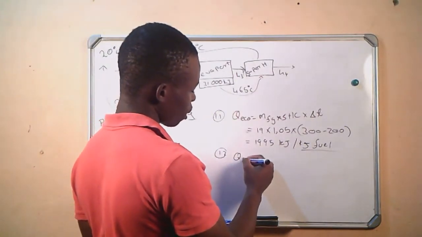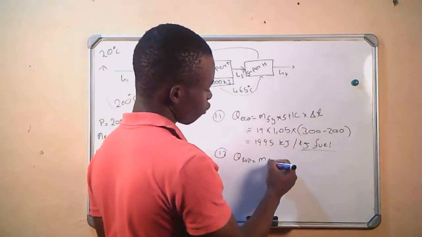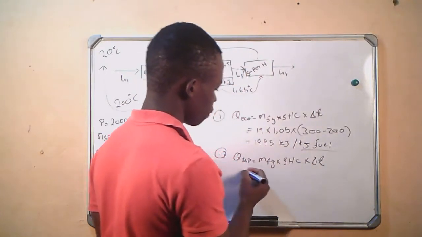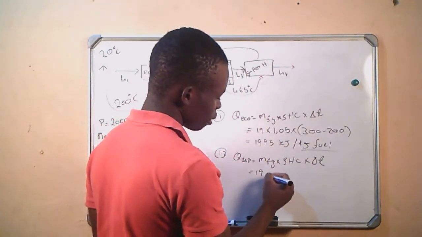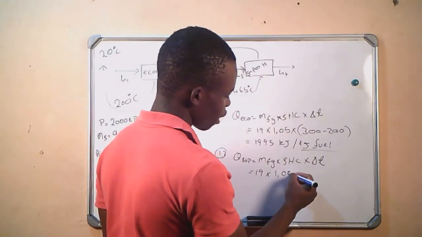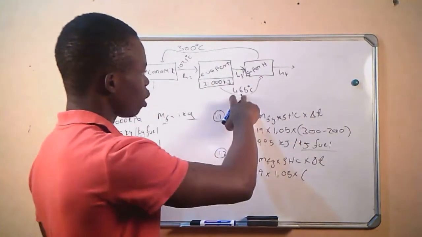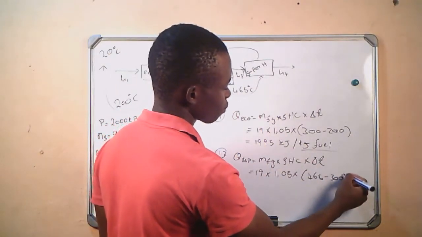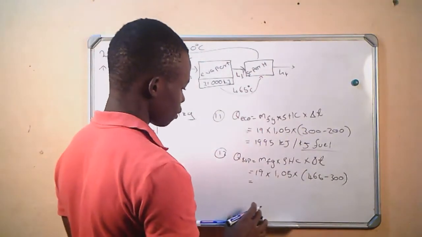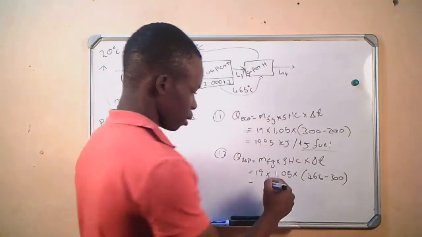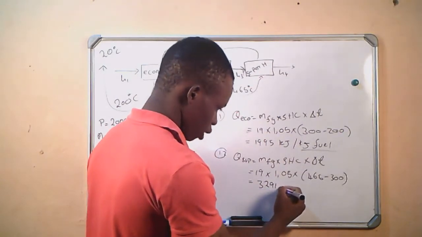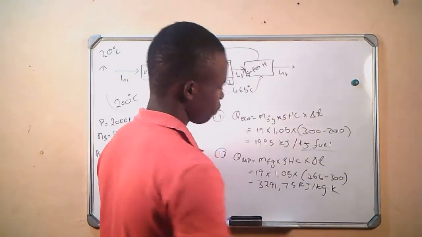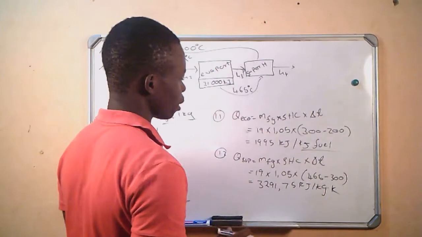Heat absorbed at the superheater is equal to mass of fuel gases times the specific heat capacity times the change in temperature. Mass is 19. Specific heat capacity is 1.05 times the change in temperature, which is 465 minus 300, which will give us 3291.75 kilojoules per kg Kelvin. And then we go to question number 3.